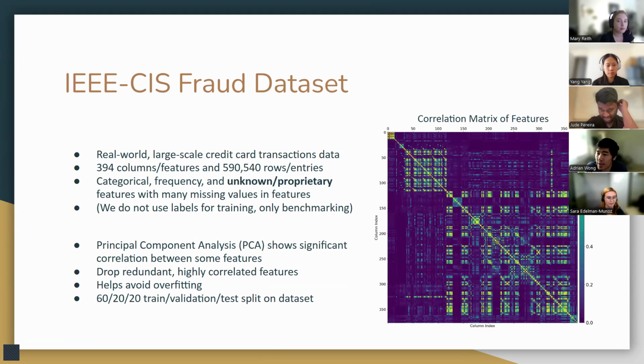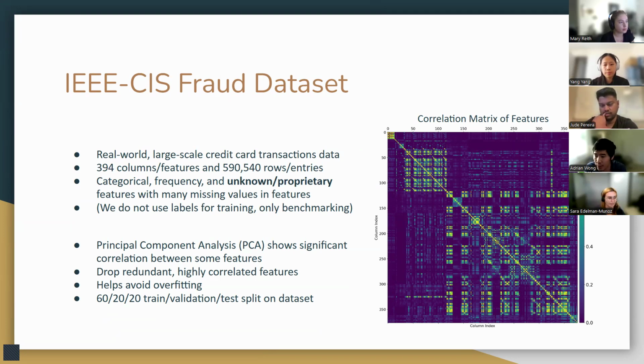The dataset is from a Kaggle competition hosted by IEEE's Computational Intelligence Society. It is a large dataset of credit card transactions with almost 600,000 entries or rows and almost 400 features or columns. This data is challenging in that the vast majority of features are unknown or proprietary, meaning that we do not know what they represent. There are also significant missing values or NaNs in the dataset, with many columns having more than 86% missing values.